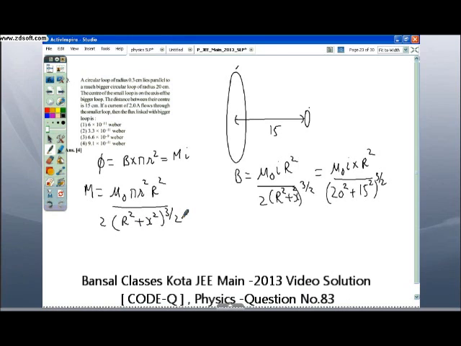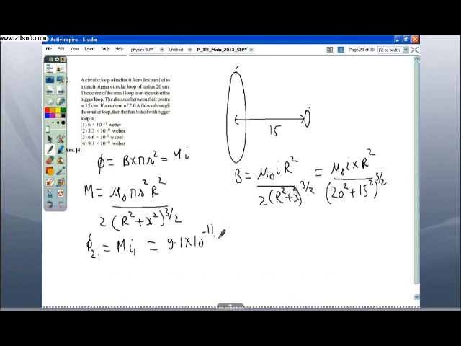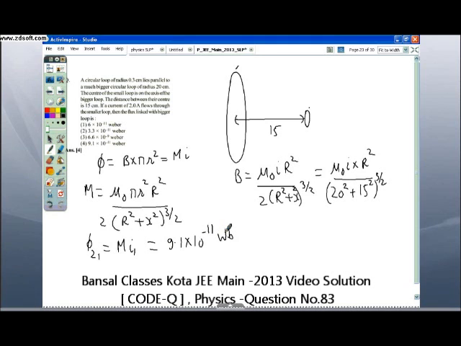So once we have the mutual inductance, then the flux phi through the second loop due to the first will be equal to the same mutual inductance multiplied by the current. So by plugging in the values, we get the value as 9.1 into 10 to the power minus 11. Answer is 4.